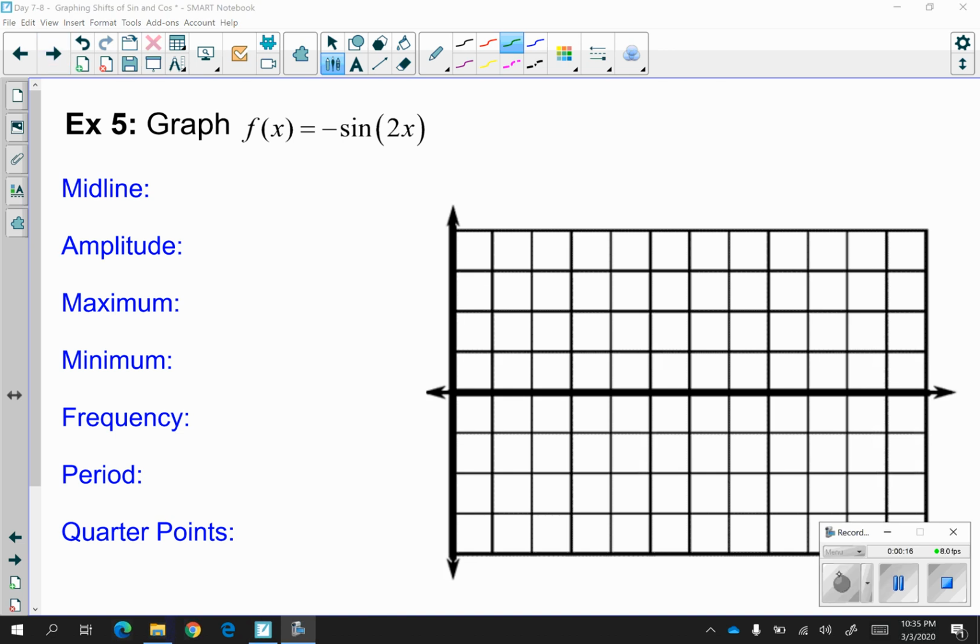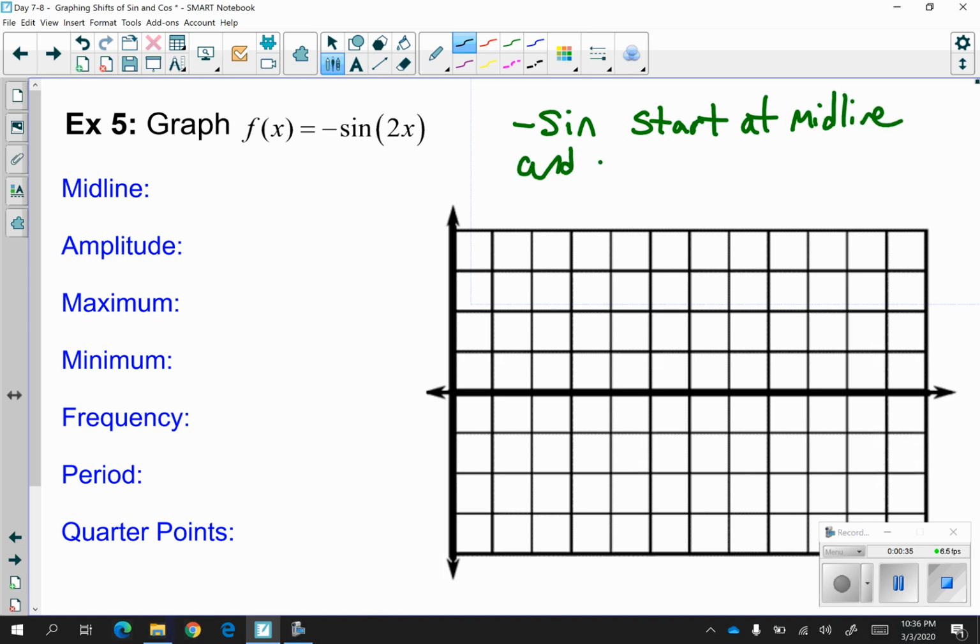First, we're going to look at the function that says negative sine, and that tells us that we're going to start at the midline and go down. So in the end, our graph should look something like this.